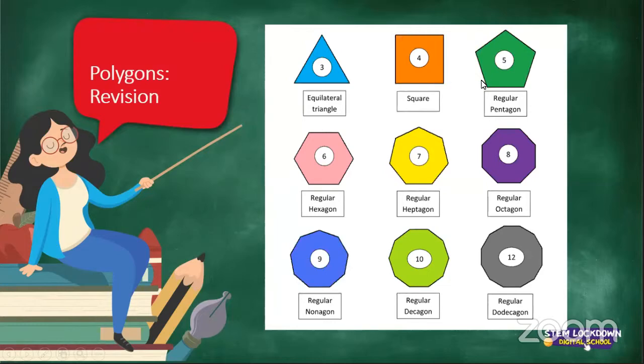Then we have a pentagon. This is a regular pentagon. It has 5 sides. And how many vertices? It's 1, 2, 3, 4, 5. And if they ask you how many lines it has, it's 1 line, 2 lines, 3 lines, 4 lines, 5 lines. Then we have a regular hexagon. A hexagon has 6 sides: 1, 2, 3, 4, 5, 6.